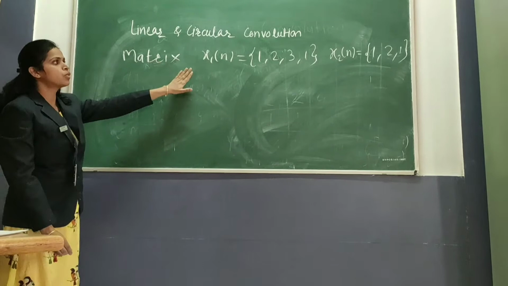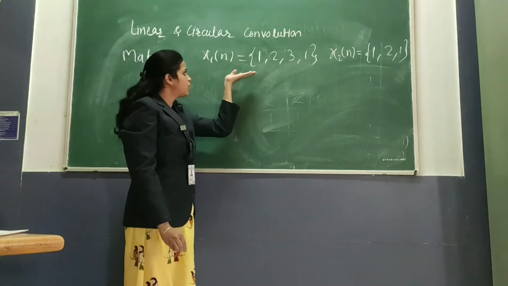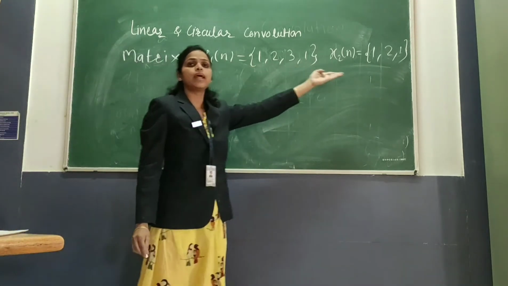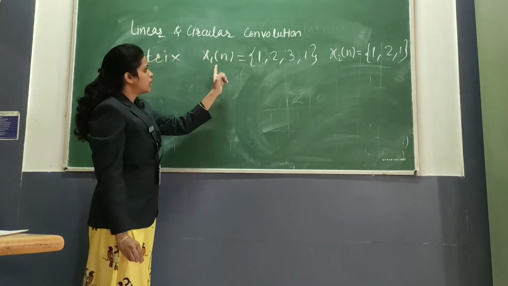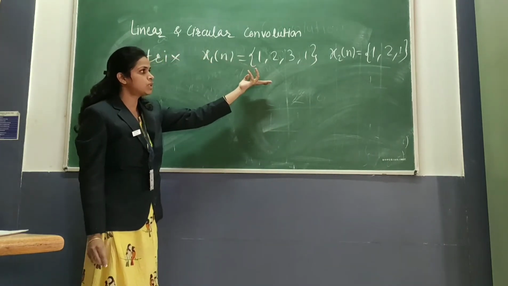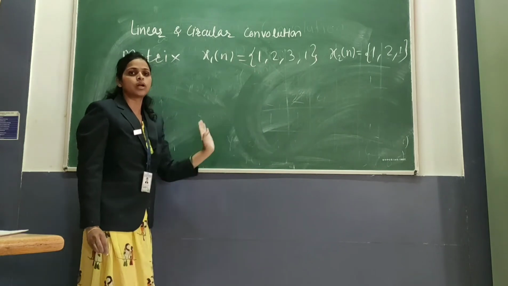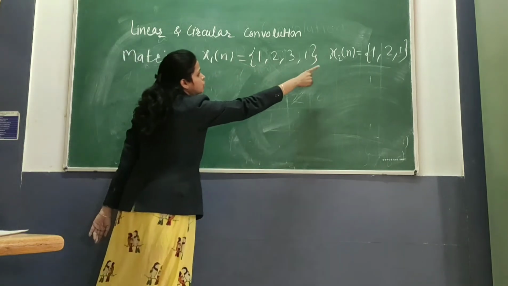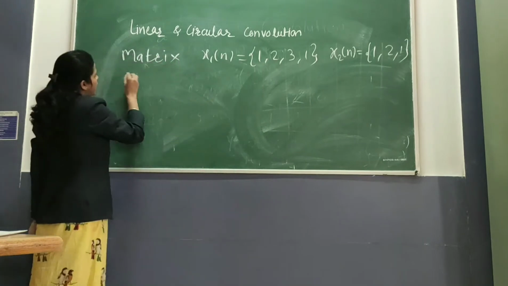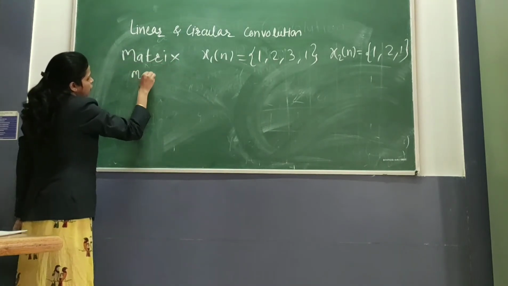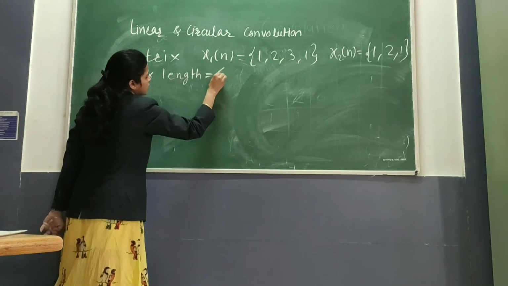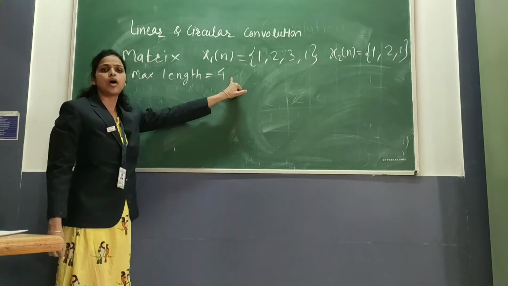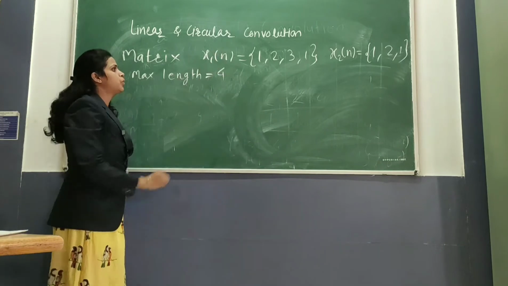For solving the circular convolution, the length of the x1 signal and the x2 signal must be the same. So the maximum length of either signal is the length of the circular convolution. From these two, the maximum length is 4, so the output length will be 4.